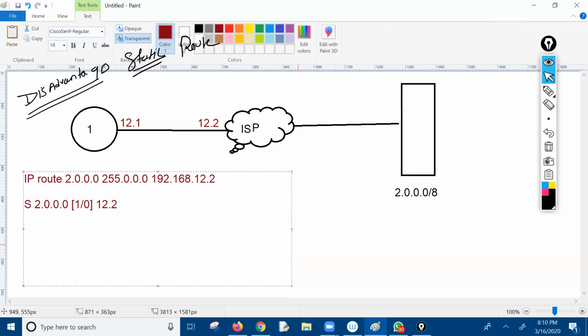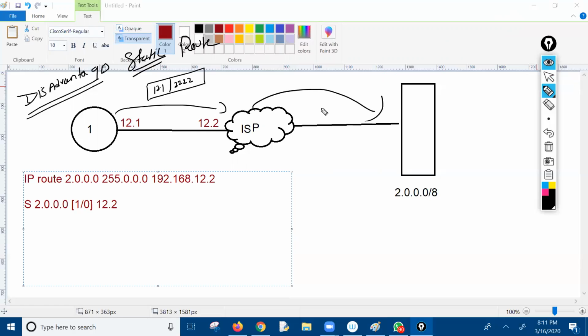Perfect. Now, if any packet is coming to me, for example, the router is going to generate a packet. The packet has a source 12.1 and the destination is 2.2.2.2. The packet is coming to me. ISP will forward the packet to this guy. Thus, we have a communication right now.